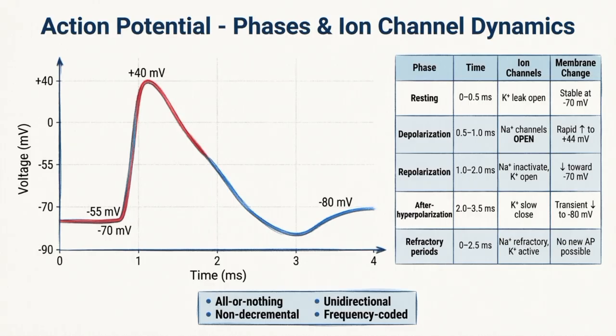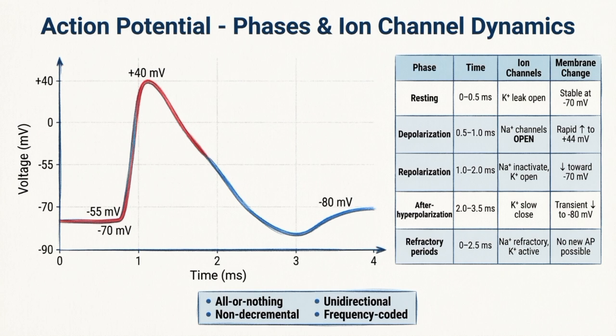Phase 4, after-hyperpolarization. Potassium channels are slow to close. The membrane potential transiently drops to minus 80 millivolts before returning to minus 70. Refractory periods. During the absolute refractory period, no new action potential is possible. During the relative refractory period, a stronger than normal stimulus is required.